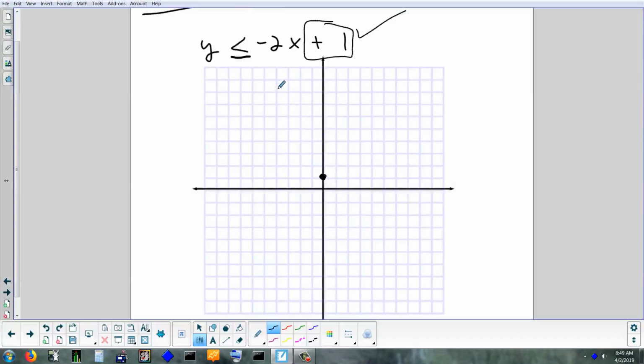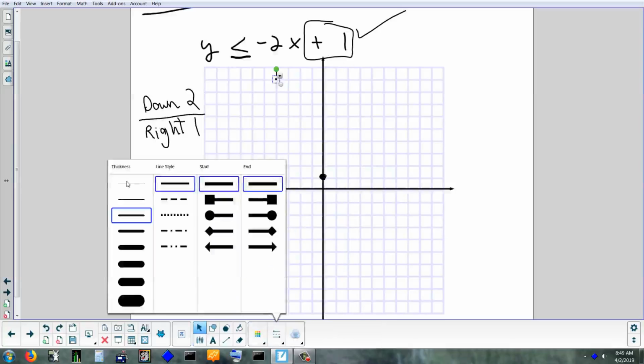What do you think, Yusuf? Down. Down how many? 2. Down 2. Then where? Over 1. What do you mean over? To the. To what? Hold up. To the right. Good. Remember, we're always going down and to the right, even if it's negative. Right 1. Where'd you get that from, Yusuf? That information. Same stuff. Where'd you see it in the problem?